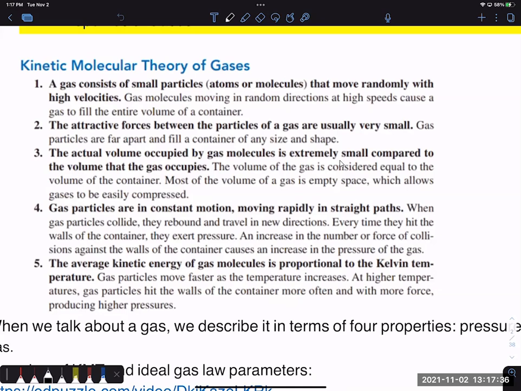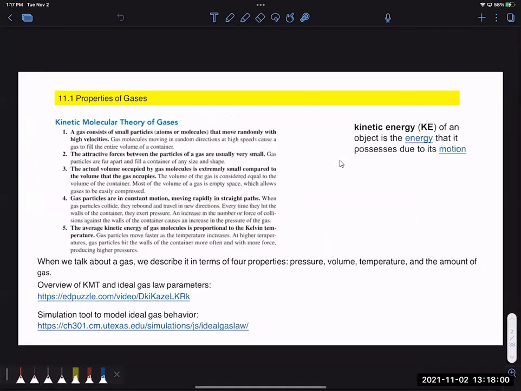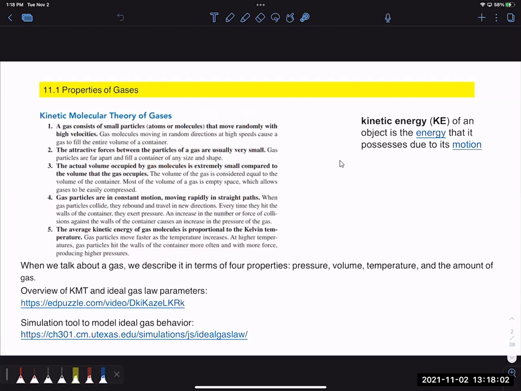Oh, there was one more thing that I wanted to add here. Every time they hit the walls of the container, they exert pressure. And an increase in the number or force of collisions against the walls of the container can cause an increase in pressure of the gas. It doesn't say it in here. But when these particles interact with other stuff, we assume they do it completely elastically. So like billiard balls on a table, all the energy is bounced back off of whatever they interact with. So they do run into each other. They bounce off elastically. If they hit the walls, they bounce off elastically.